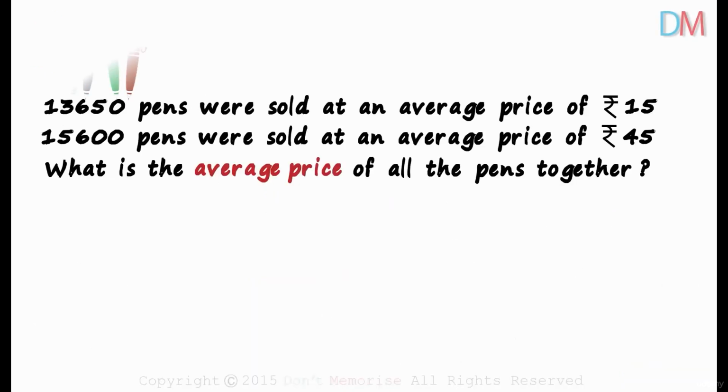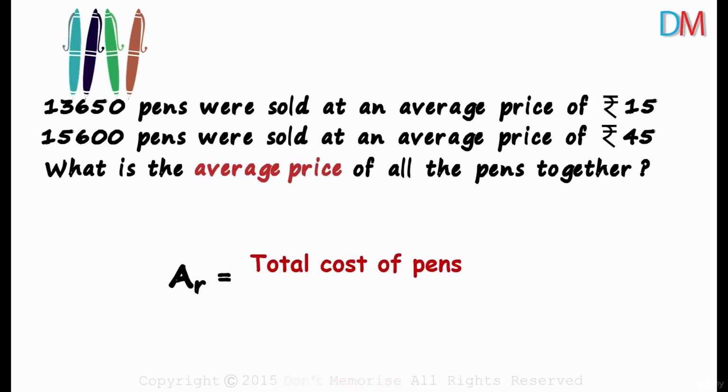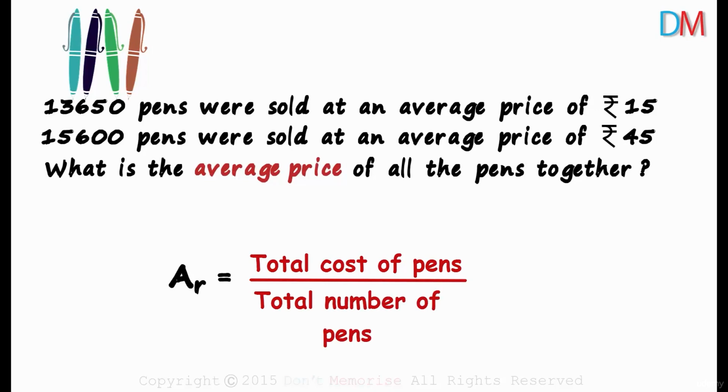Here's a weighted average problem for you. 13,650 pens were sold at an average price of 15 rupees and 15,600 pens were sold at an average price of 45 rupees. We have been asked for the average price of all these pens taken together. It's a typical weighted average problem. What will be the resultant average price? It will be the total cost of all the pens together divided by the total number of pens.